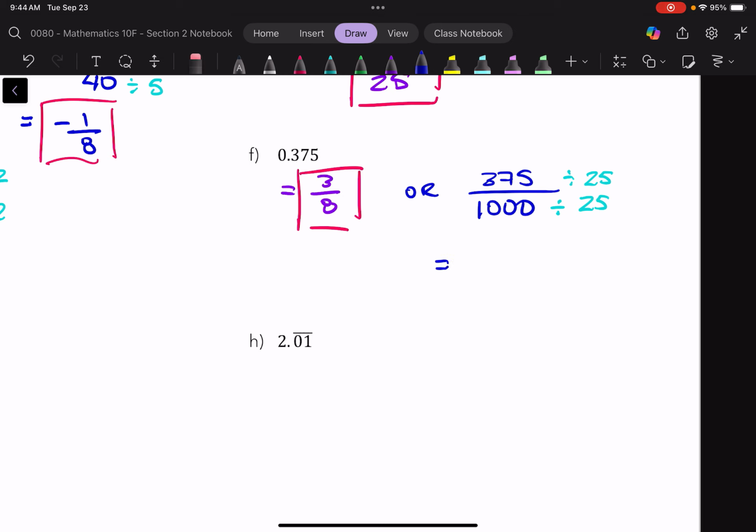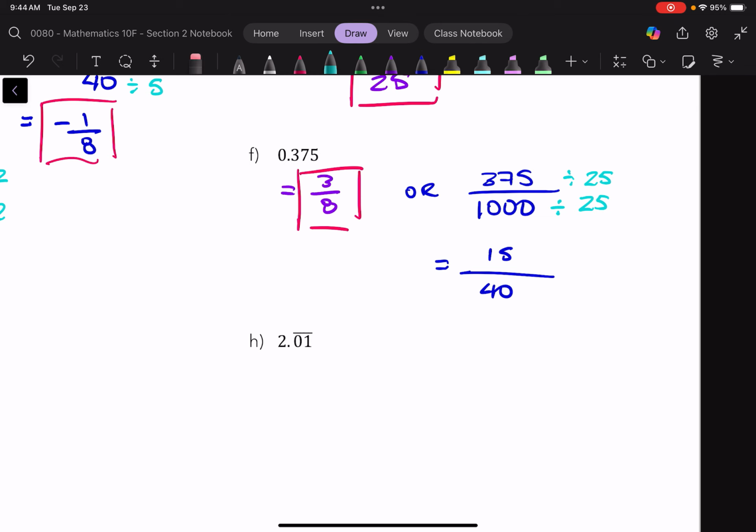Now, we already talked about the denominator. There are 40 25s in 1,000. But I can also think about the numerator. In the numerator, 25 fits into 375: 4 for the first 100, 4 for the second 100, 4 for the third 100, 3 more for the last 75. And I can tell that that grand total is going to be 15.